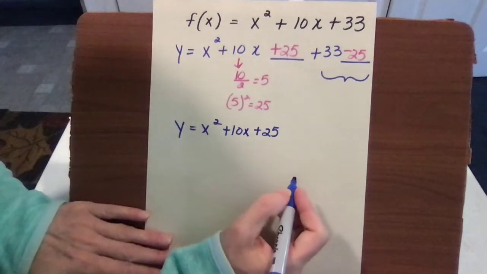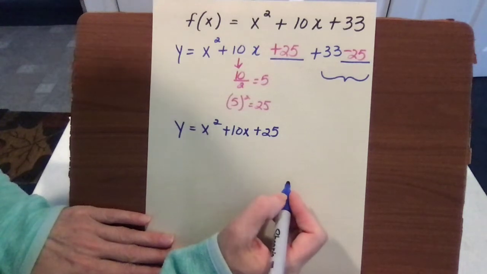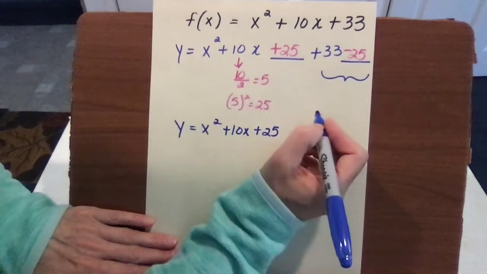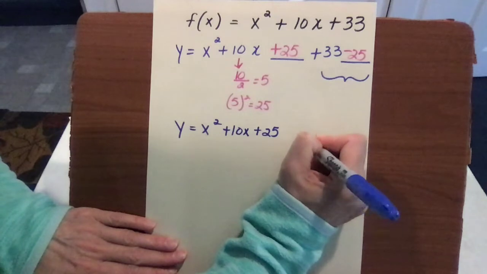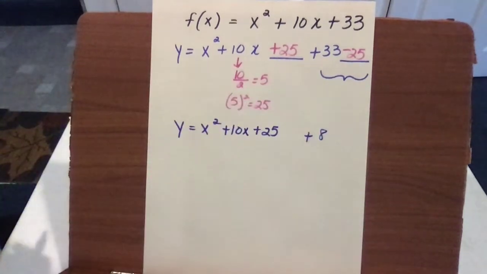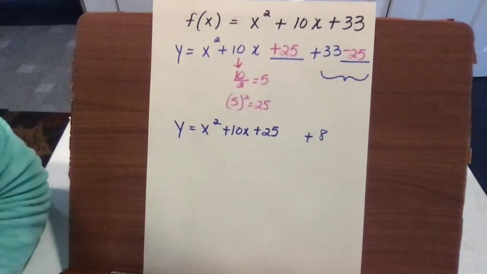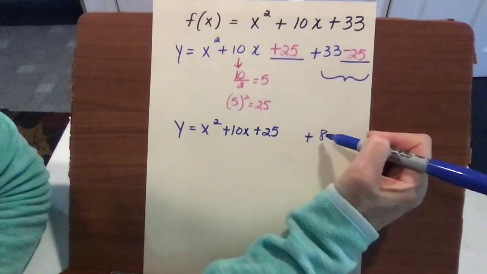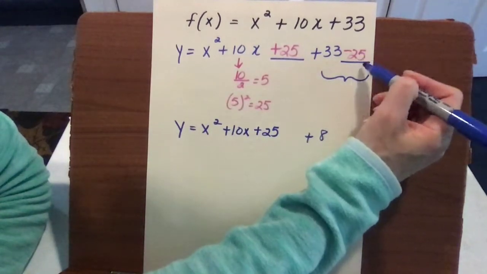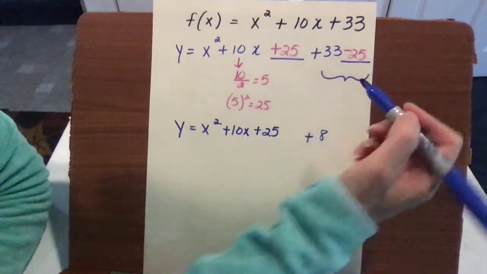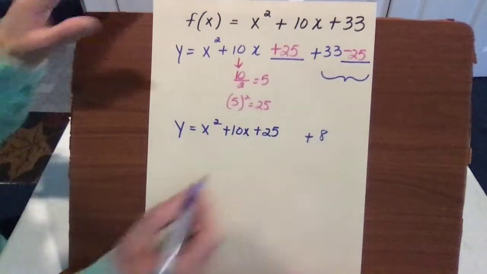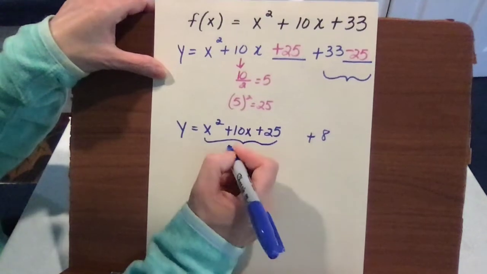It's going to be 28? No, 8. So we should get plus 8. Okay? All right, so that's good. All right, now, let's just double check it if you're not sure, if you don't have a calculator. 25, 26, 27, 28, 29, 30, 31, 32, 33. Yes, we're good. All right, so we're going to take this and we're going to factor it.